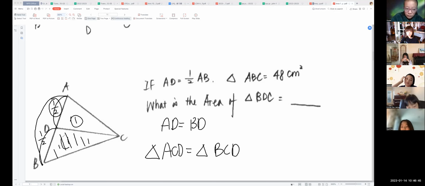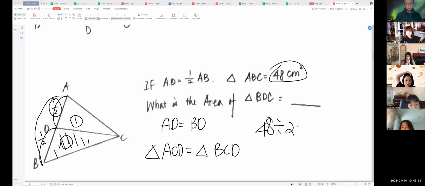So if they are the same, I know the total area is 48. So how do we do this? 48 divided by 2 equals 24 centimeters squared.